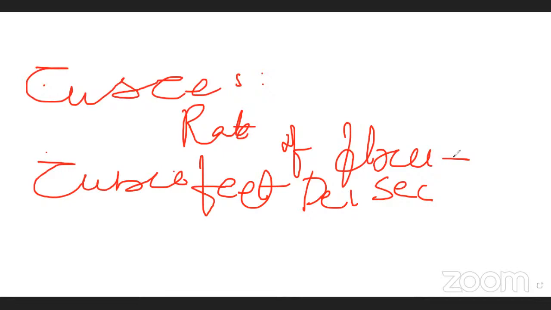Outflow means when in 1 second 1,30,000 cubic feet of water is getting into the reservoir, and in the same 1 second, 30,000 cubic feet of water is going out of the reservoir. Then what is the net resultant in that?